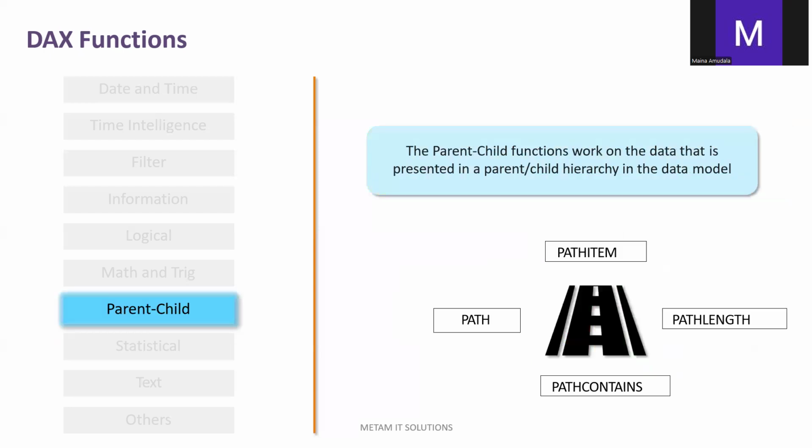And the next one is parent-child functions. These work on data that is presented in a parent and child, hierarchy form in the data model. We are using PATHITEM, PATHLENGTH, PATHCONTAINS, and PATH. These are the four different types of functions we use in the parent-child category.